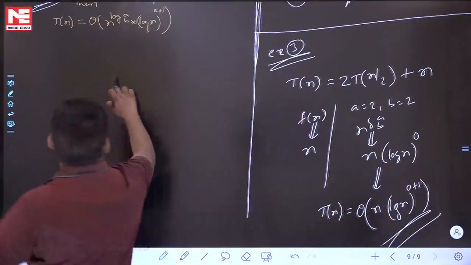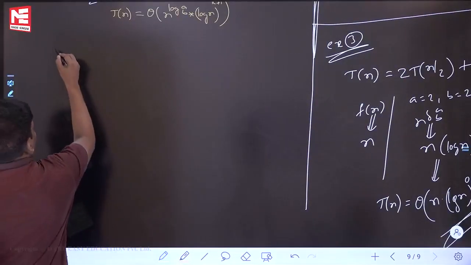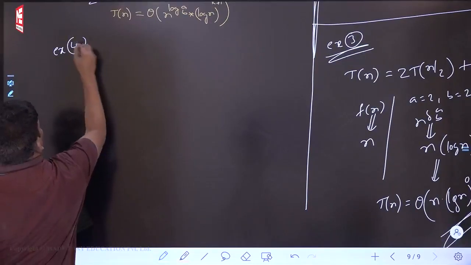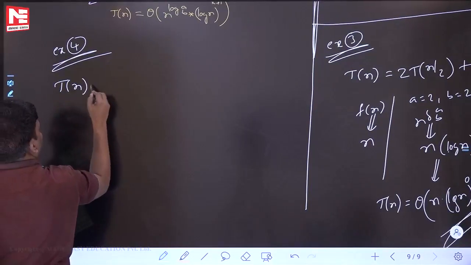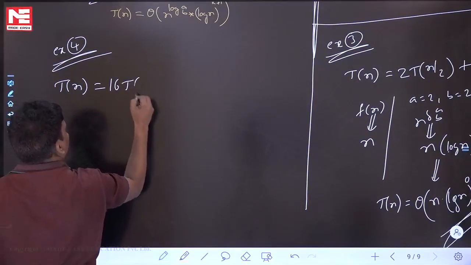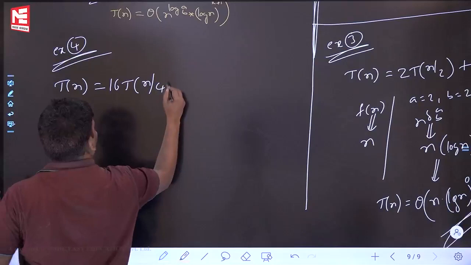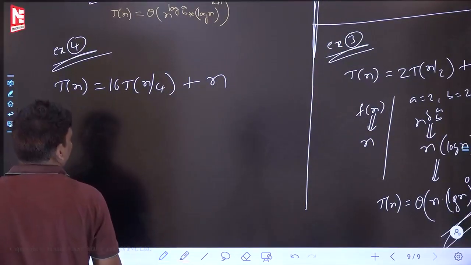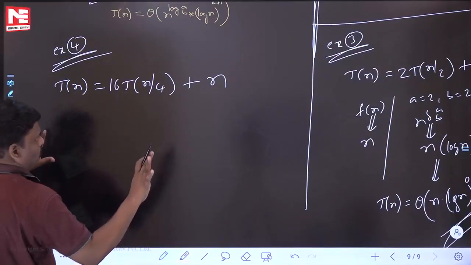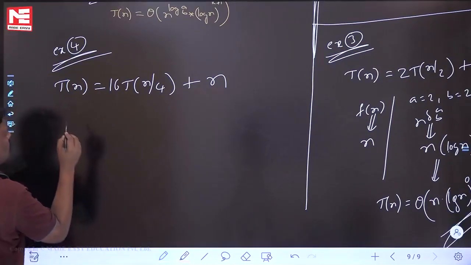See this. One more problem I am doing. Example 4. You only will give the answer. Let me check here. T(n) is equal to 16 T(n/4) plus n. This is the given problem. Let's see now. Easily you will give the answer.